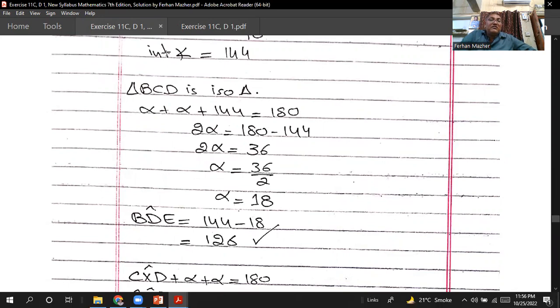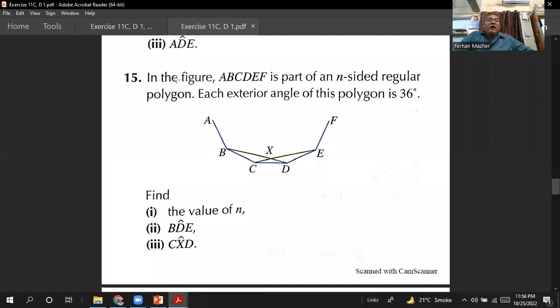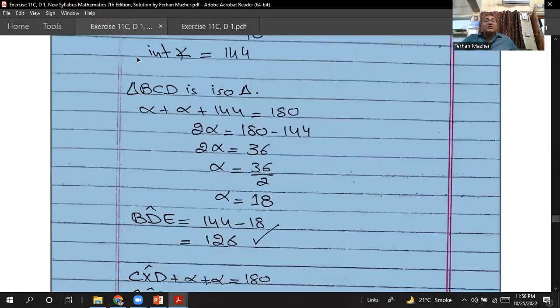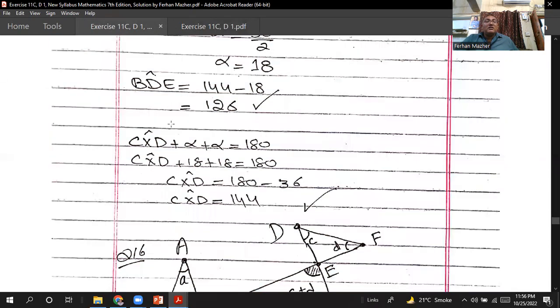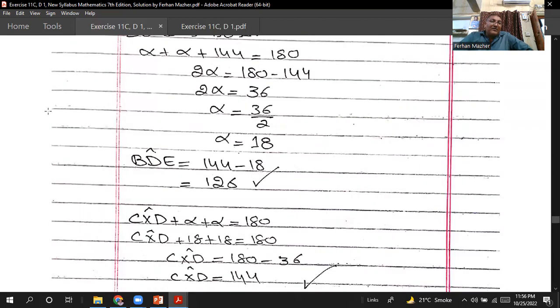Now, question number 15, this last part is CXD. So the CXD will be alpha plus alpha, plus 18 equals 180. So the CXD will be equal to 180 minus 36. So the CXD will be 144.